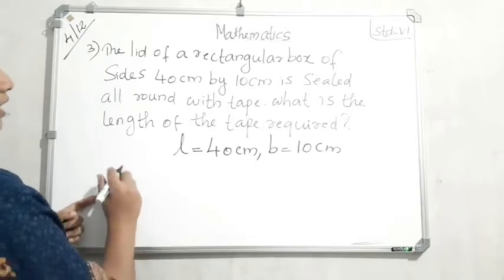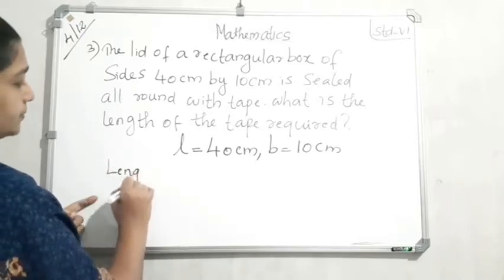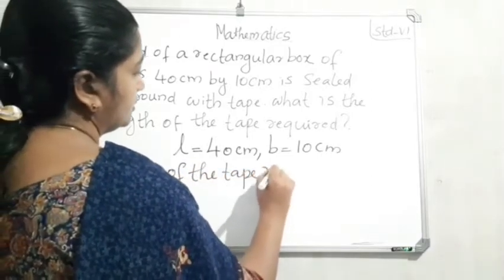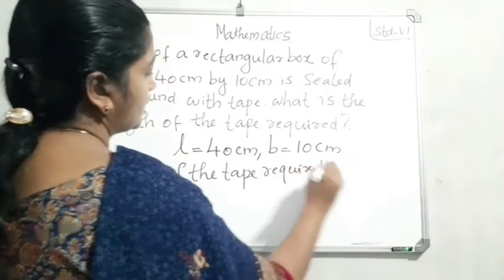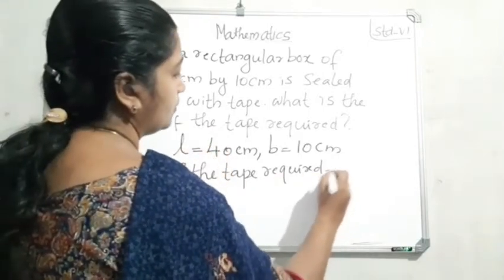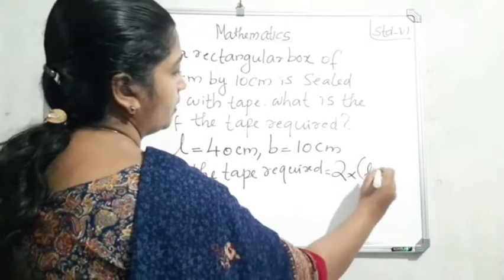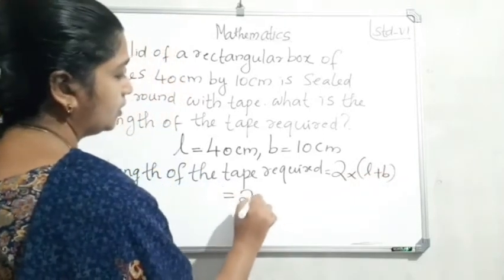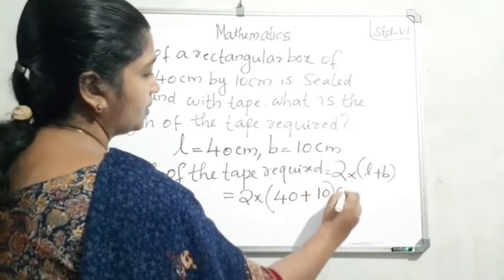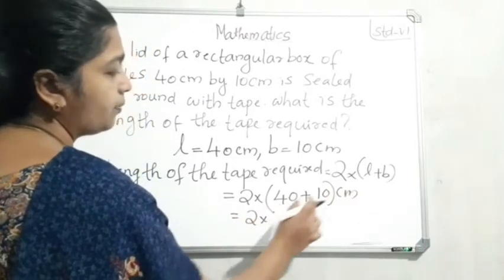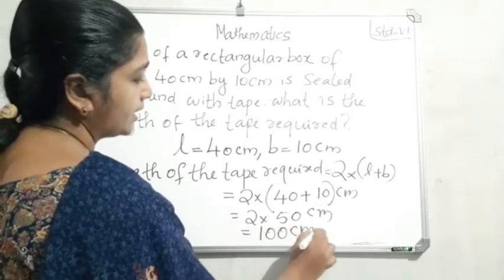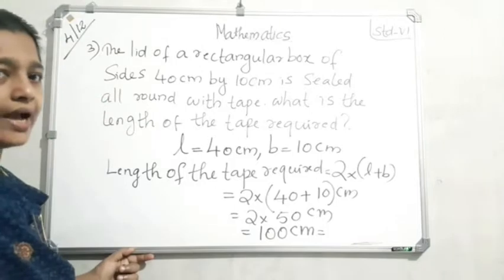So length of the tape required equals the perimeter of the rectangular box. That is 2 into length plus breadth. Here 2 into, length equals 40 plus breadth equals 10 centimeter. That equals 2 into 40 plus 10, equals 2 into 50, equals 100 centimeter. 100 centimeter equals how many meters?